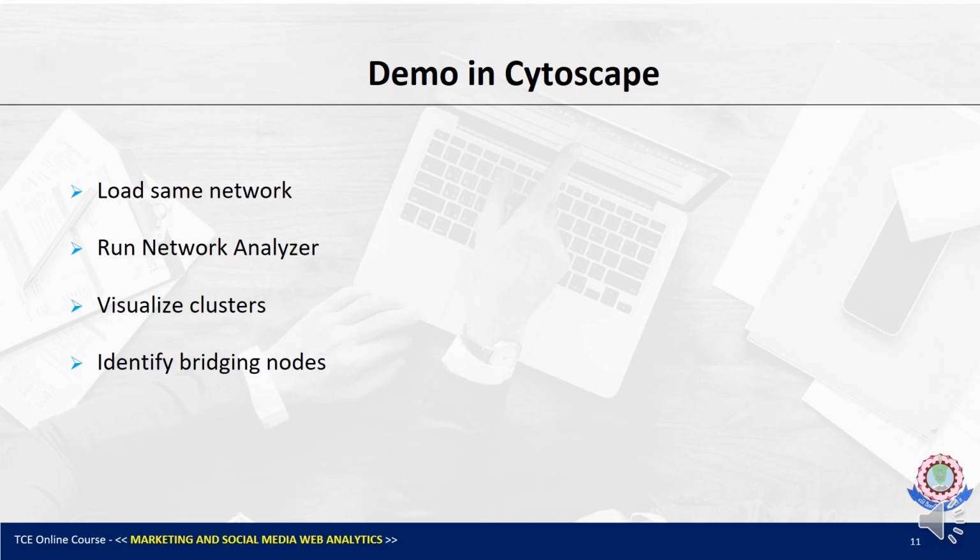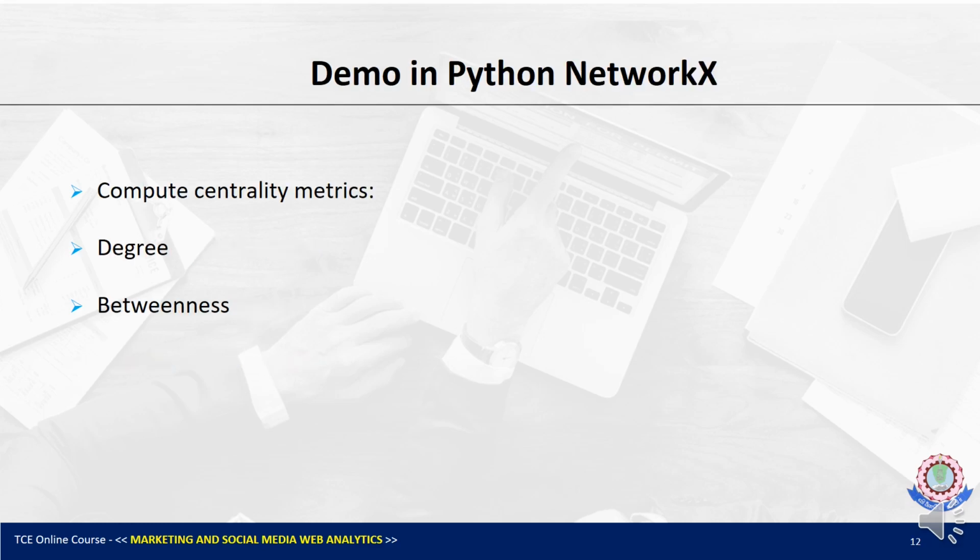Demo in Cytoscape. Load the network, use the network analyzer, style clusters, highlight bridging nodes, and create publication ready visuals. These are the steps to be followed in Cytoscape. Demo in Python NetworkX. Here we programmatically compute metrics using degree centrality and betweenness centrality. High degree nodes indicate influencers. High betweenness nodes reveal bridges.